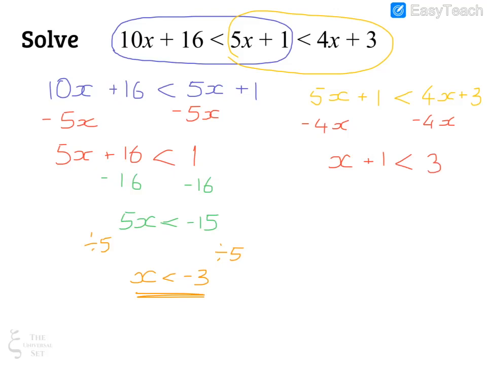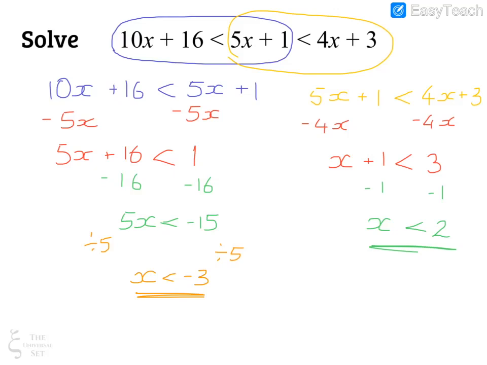Good. Next step then, we want to get rid of this 1. So I'm taking away 1. I'm taking away 1. And that's going to leave me with x is less than 2. So now we need to think about what our final answer is going to look like here.